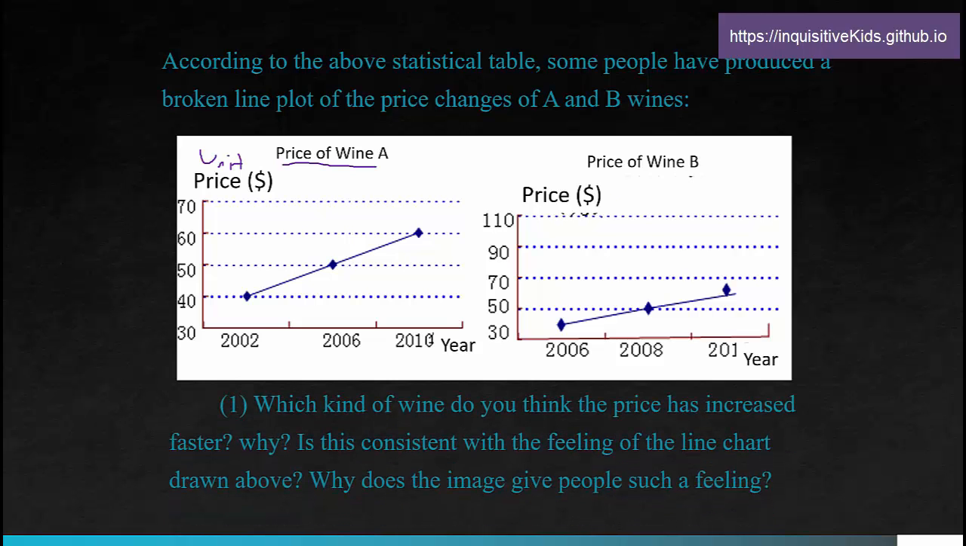So let me ask you a question. Which kind of wine do you think the price has increased faster? Why? Is this consistent with the feeling of the line chart drawn above? Why does the image give people such a feeling? So, what do you think? Which kind of wine do you think the price has increased faster?